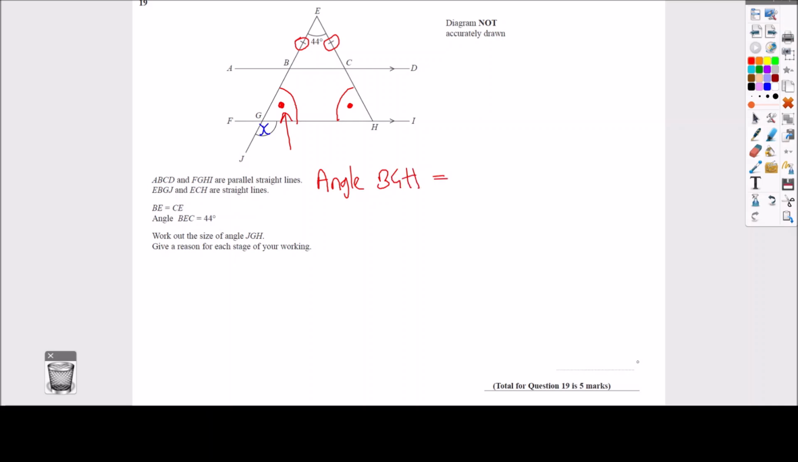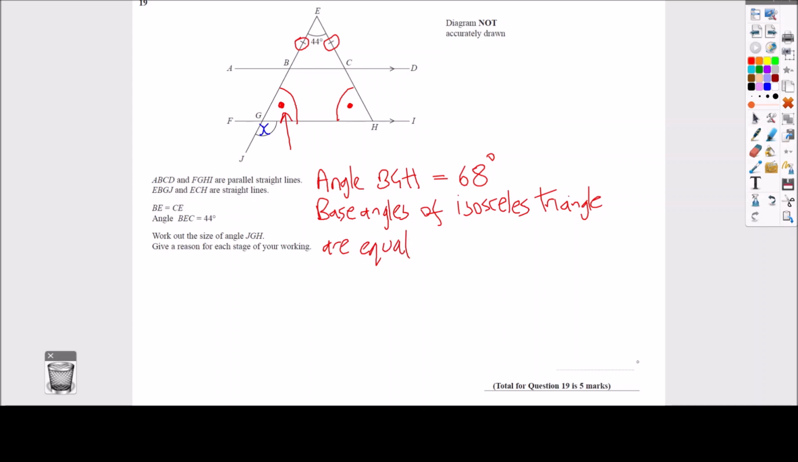So what we're saying is angles in a triangle add up to 180. So if I do 180 take away 44, I am left with 136. Now this 136 is then spread equally between these two angles here. So if I divide that 136 by 2, I get 68 degrees. So angle BGH is 68 degrees. And the reason, and write the reasons as you go, is because base angles of isosceles triangle are equal.